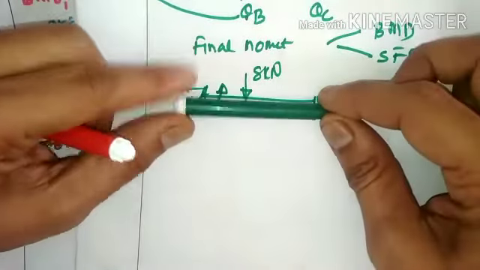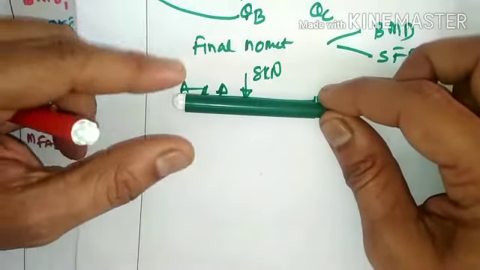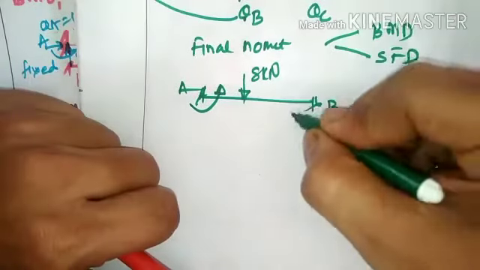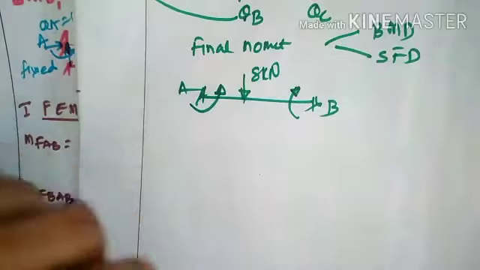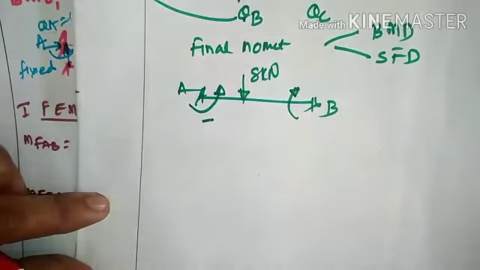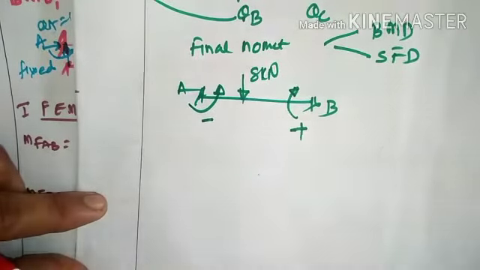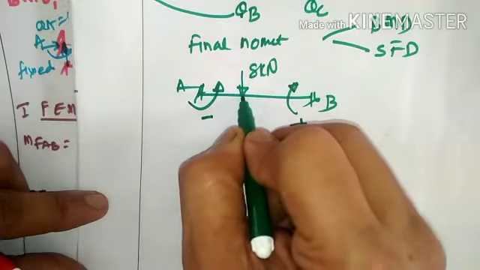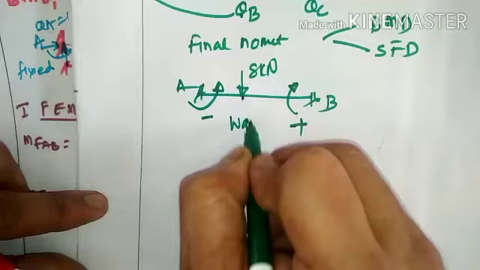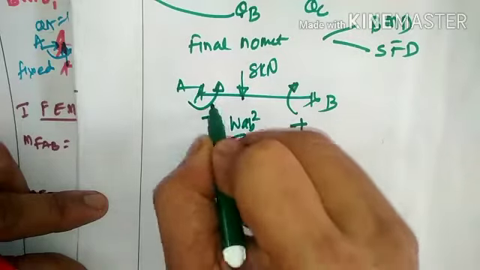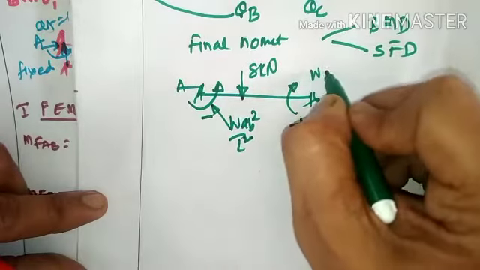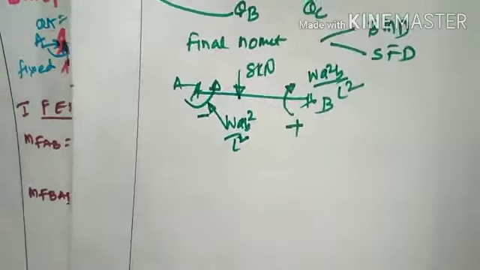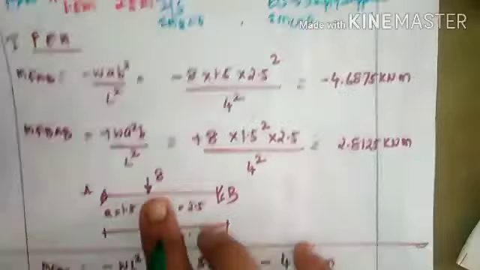Likewise, if I hold B and release the second support, A will rotate in anti-clockwise direction and B will rotate in clockwise direction. Rotation in anti-clockwise direction shall be considered negative, and rotation in clockwise direction shall be considered positive. When the load is not placed at the center, the formula on the left hand side is W A B square divided by L square, and on the right hand side it is W A square B divided by L square. So making use of the same equation here, this is the equation.